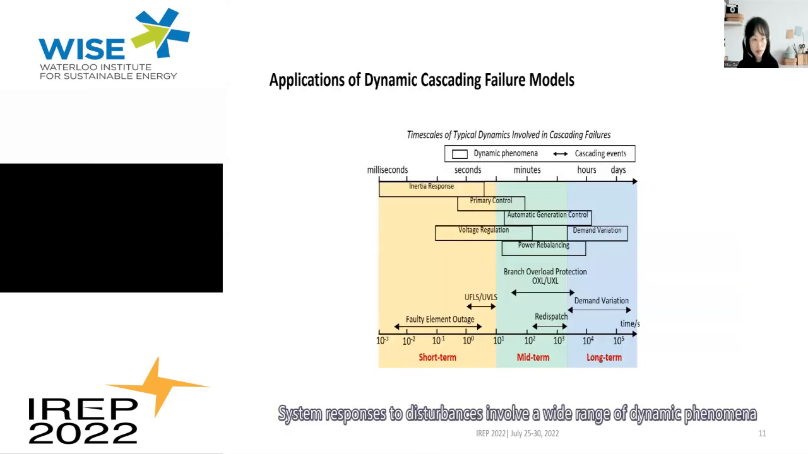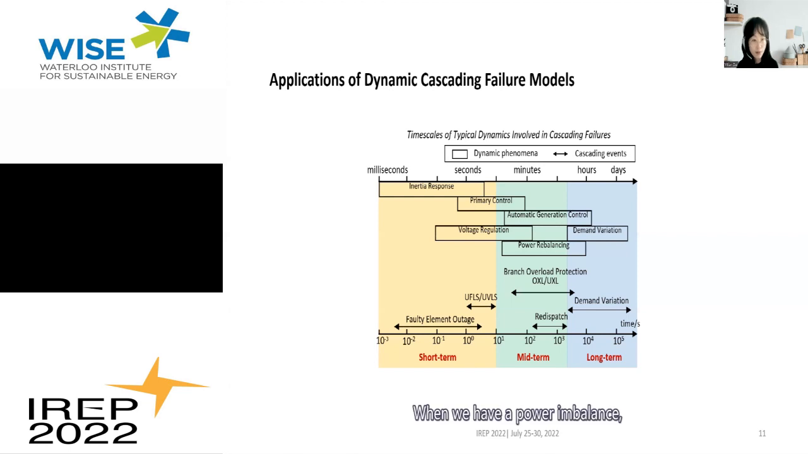System responses to disturbances involve a wide range of dynamic phenomena, and they have distinct timescales of operation. The timescales of typical dynamics involved in cascading failures are shown in this figure here. So various dynamic phenomena are shown in the boxes with their distinct operation timescales.